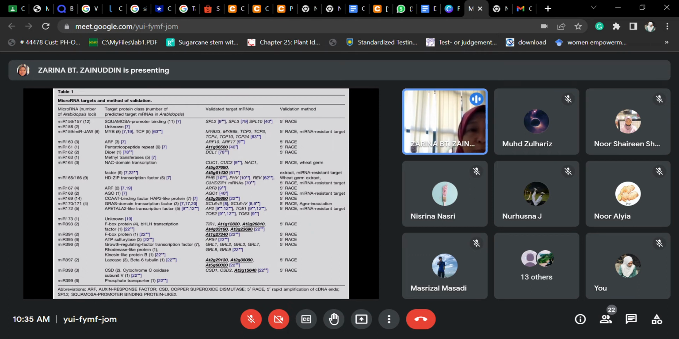So for example, microRNA 156 or 157, the target proteins are the squamosal promoter binding proteins. So there are different types of proteins. So you don't have to remember.